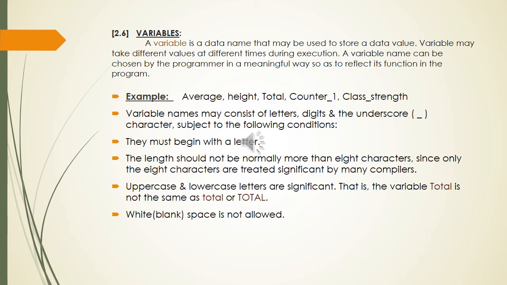Variables and data types in C is also an important topic. So first, what is a variable? A variable is a data name that may be used to store a data value. A variable may take different values at different times during execution.